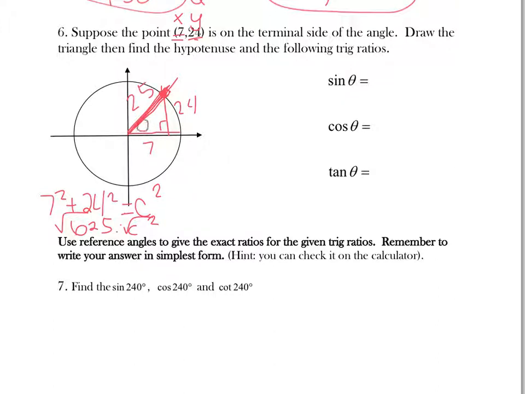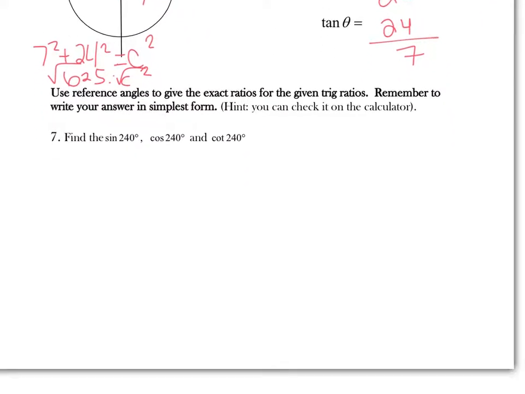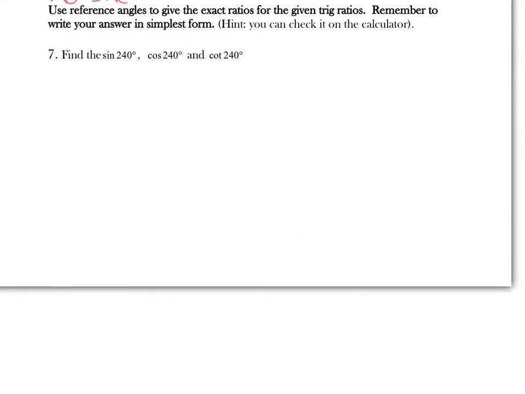Remember, you're always standing at the origin. So that's your theta. So sine theta is going to be opposite over hypotenuse. The side opposite of theta is 24. The hypotenuse is 25. Cosine is adjacent over hypotenuse. So 7 over 25. Tan is opposite over adjacent. Okay? Pause it and redo it if you need to.